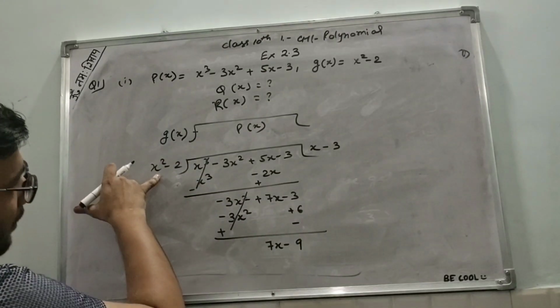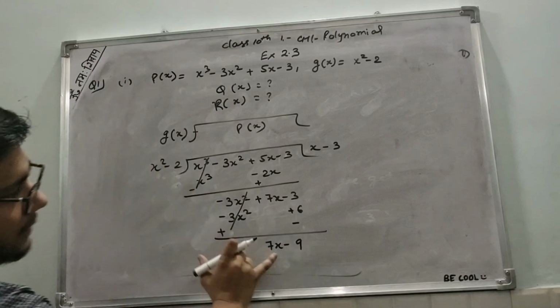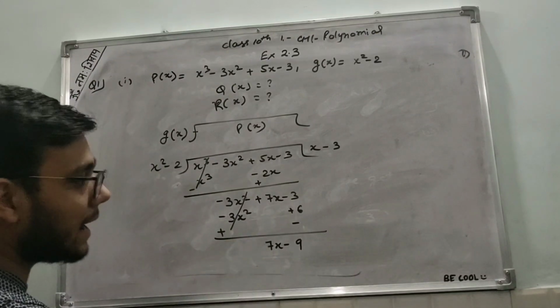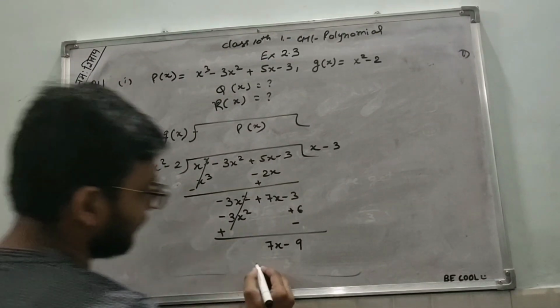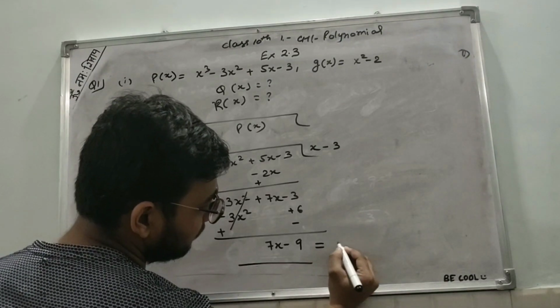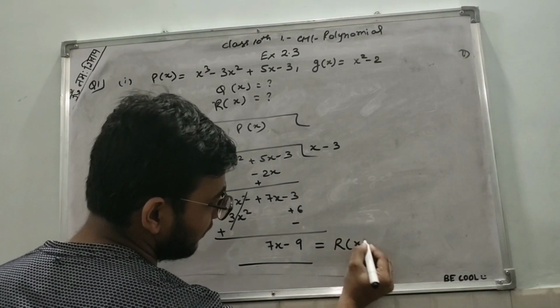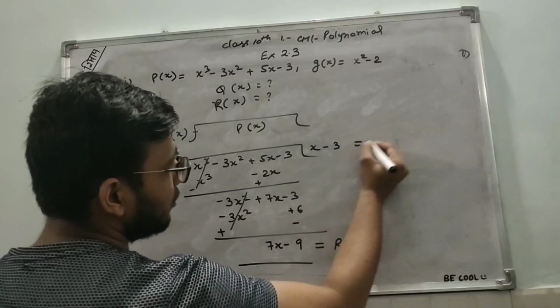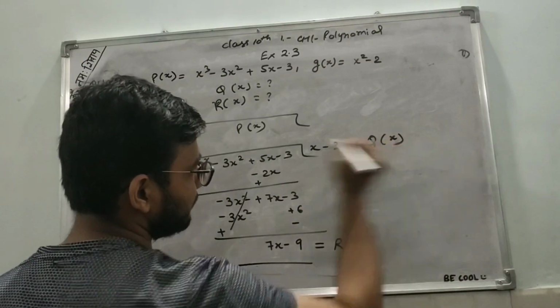Now this power is greater than this power, so now we cannot evaluate it further. This gives you the remainder, your R(x), and this is your Q(x).